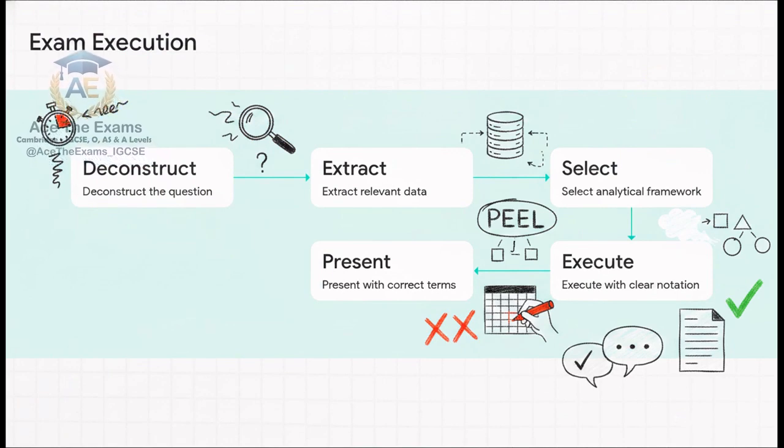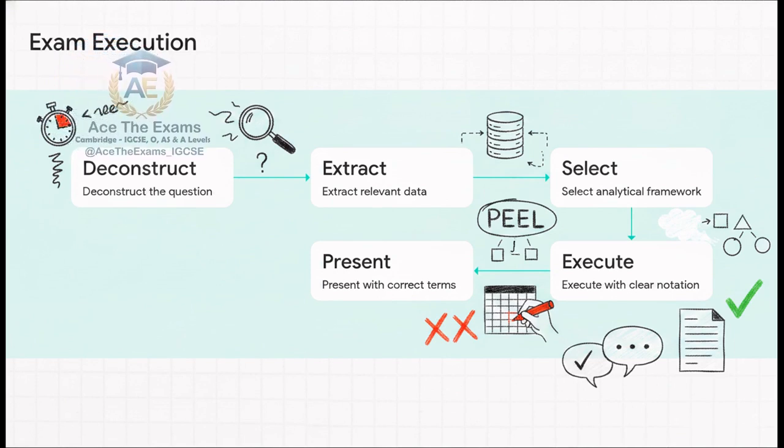Step 1, deconstruct the question. You've got to highlight that command word. Step 2, extract relevant data. Ask yourself, what specific cell ranges are we dealing with here? Step 3, select the analytical framework. Are we using PEEL? Yes, absolutely. Step 4, execute with clear notation.